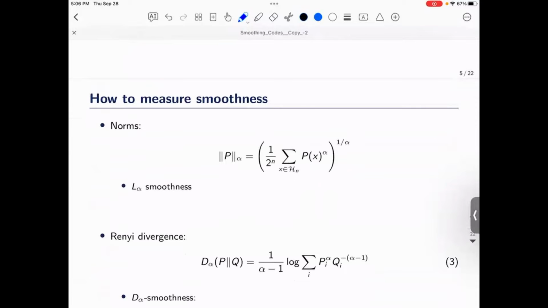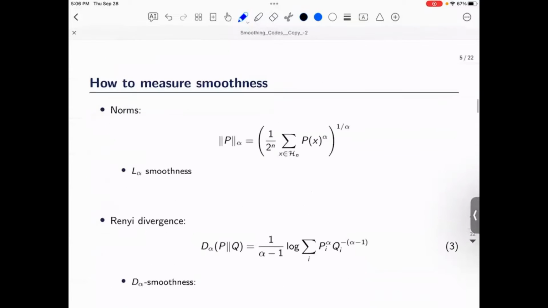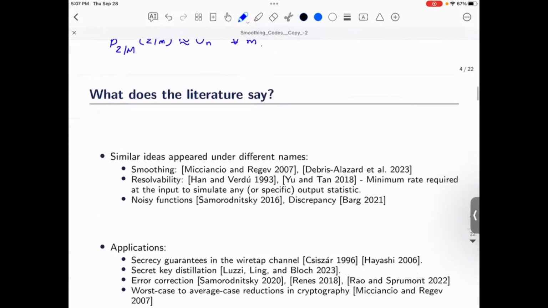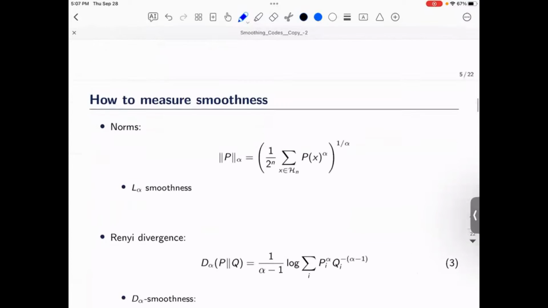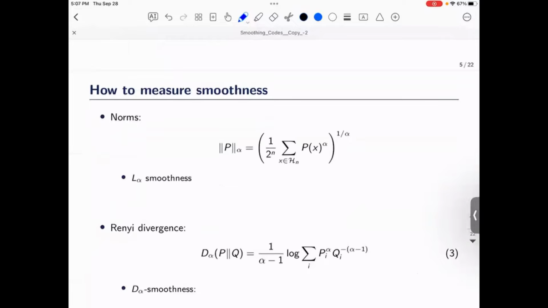So far, I mentioned that our intention is to approximate uniformity. Like, how do we approximate uniformity from smooth functions? But I presented it as a hand-wavy idea. So here, I'm going to explain what this smoothness means in a rigorous way.